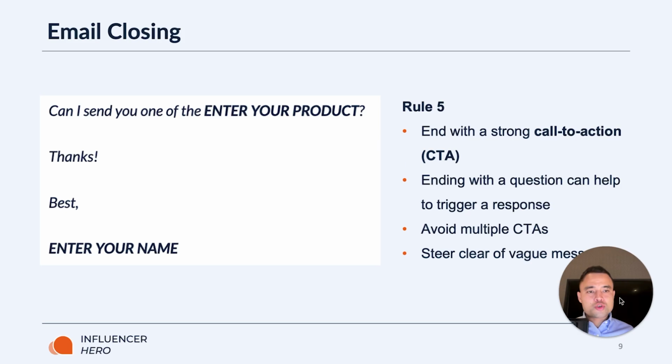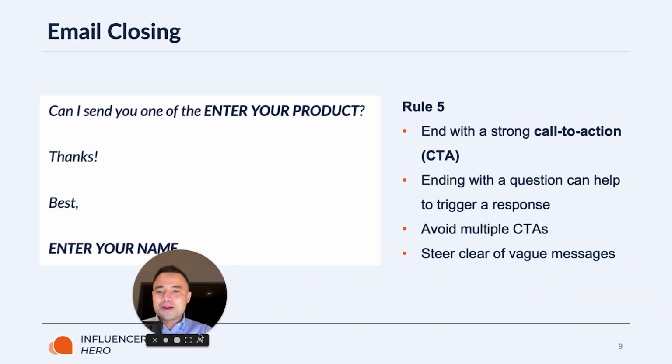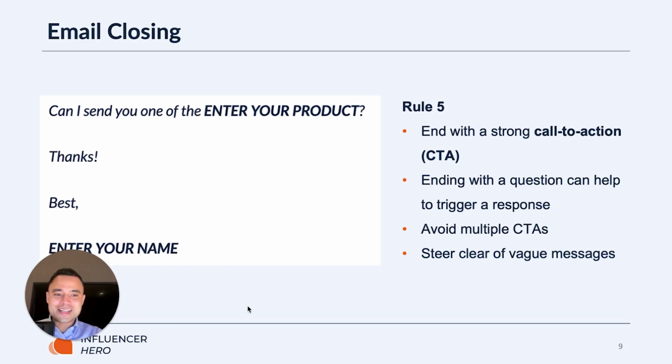Why is this such an attractive CTA, which we prefer to use? It's difficult to say no to something nice which you want for free, right? It's not for free. Nothing, unfortunately, is for free in this world, but you are asking for a post in exchange. But ending with an attractive offer and then just asking, can I send it to you? It also makes it super easy for the influencer to reply with yes or no, but in most cases, we obviously go for the yes answer, right? So end with a question to trigger a response.